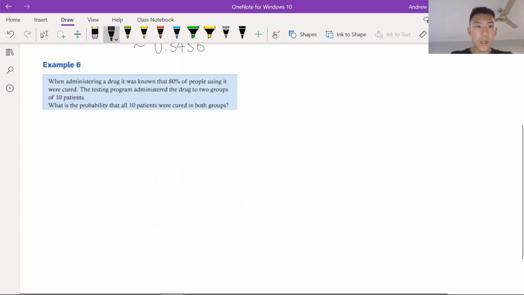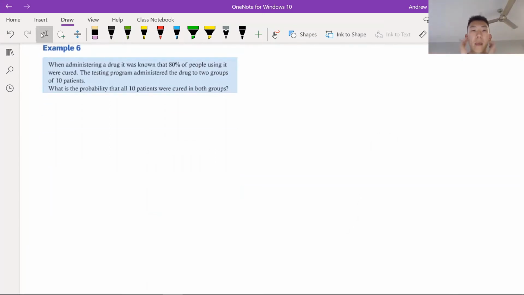Let's do example 6. When administering a drug, it is known that 80% of people using it were cured. The testing program administered the drug to 2 groups of 10 patients. What is the probability that all 10 patients were cured in both groups? Okay, so we did discuss this in class. Can we just do 20 patients? In this case, I think we found out that we could, but for the sake of showing the method, I'll treat this as 2 separate groups and multiply the 2 probabilities together.